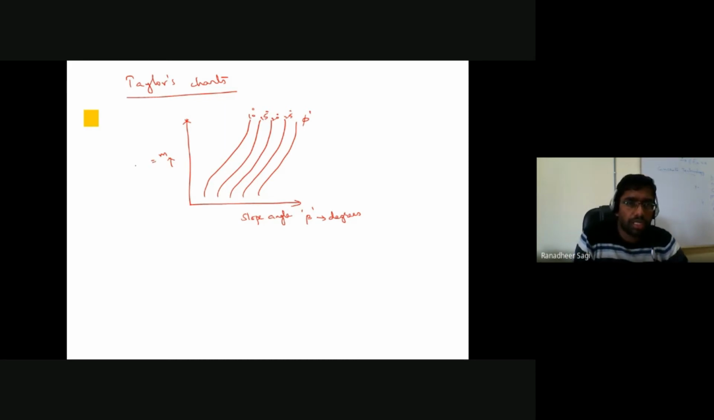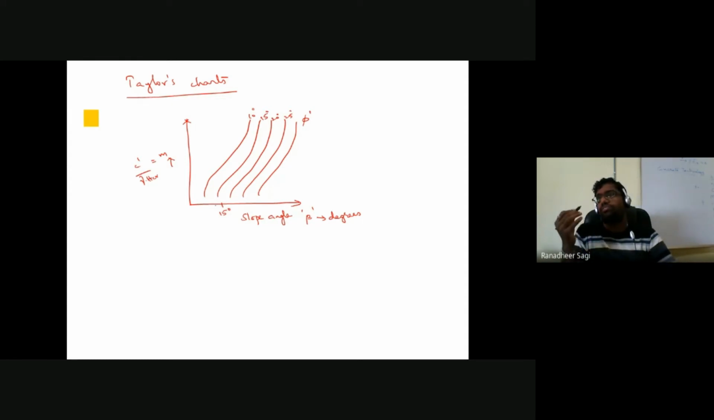M is nothing but C dash by gamma into H critical. Now, if I say that I want to provide a slope angle of something like 15 degrees for that slope which I want to construct. So for beta equal to 15 degrees, I'll see.